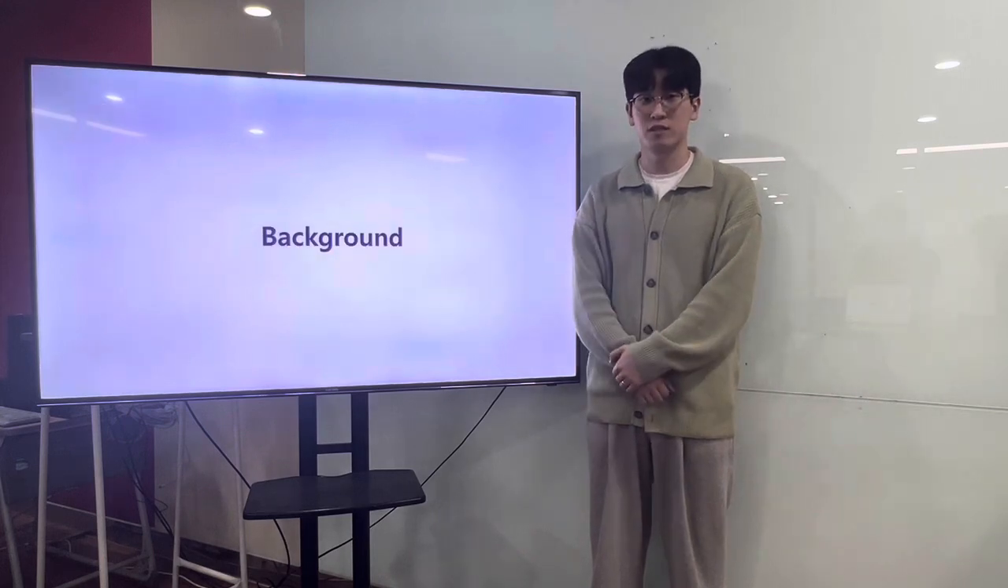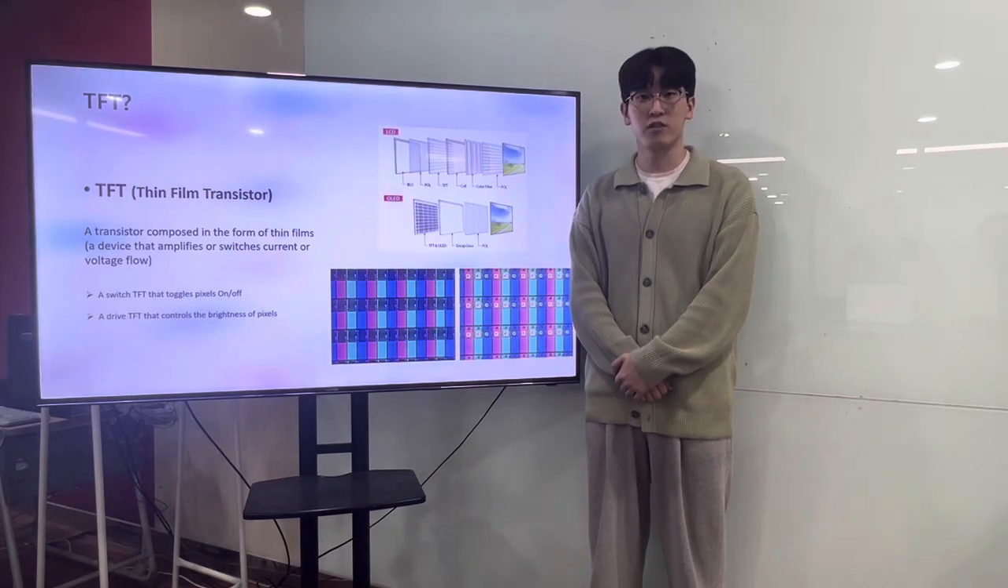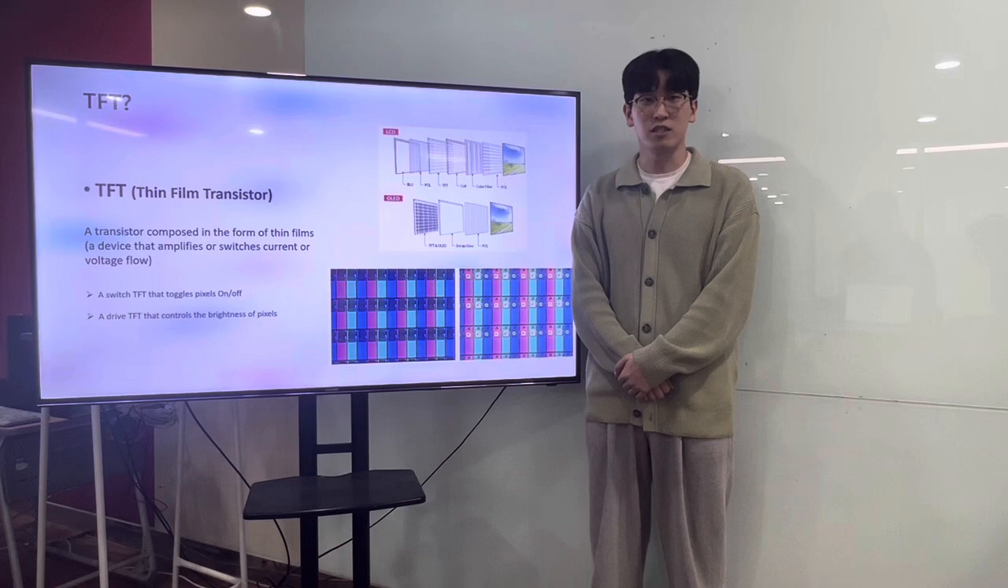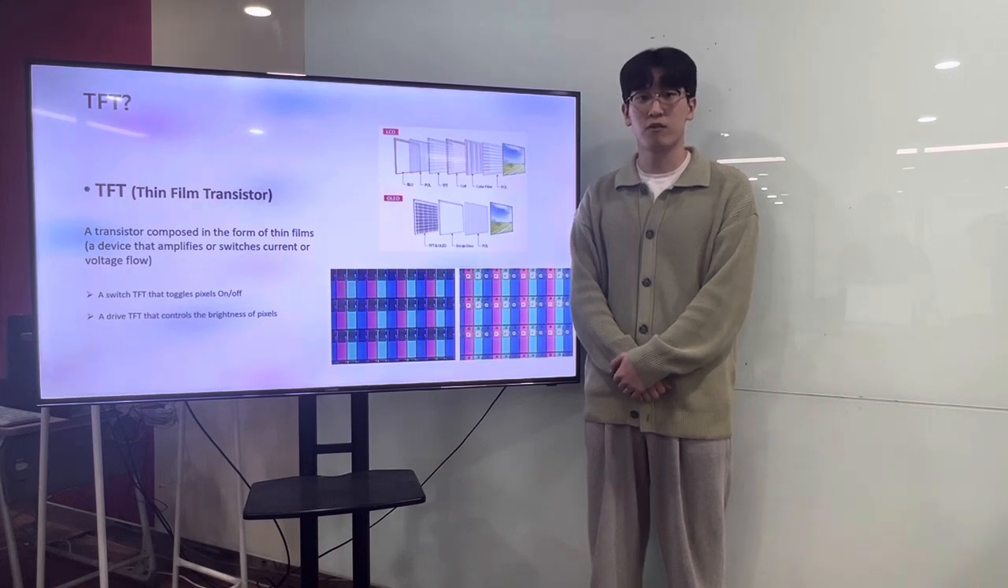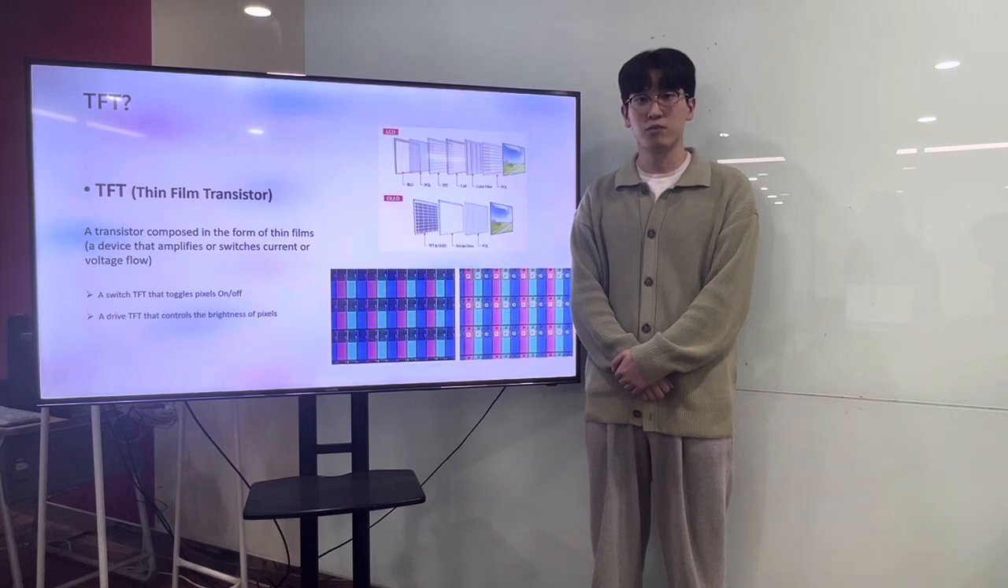First, background. Have you ever heard of TFT? TFT means thin film transistor, and you can find it in various display devices such as TVs, computers, and smartphones. These transistors are formed in the shape of thin films. TFTs consist of two main types according to how they act. One is drive TFTs, which boost the electrical signal, and the other is switch TFTs, which act like on-off switches.